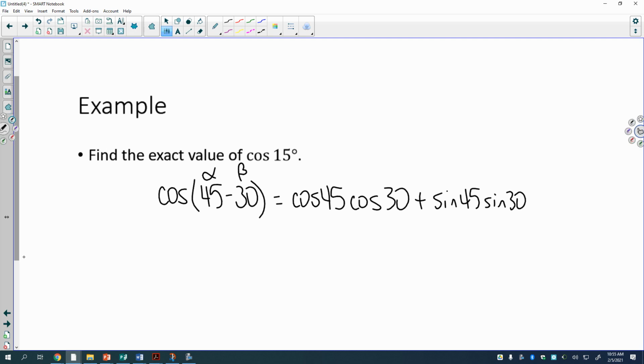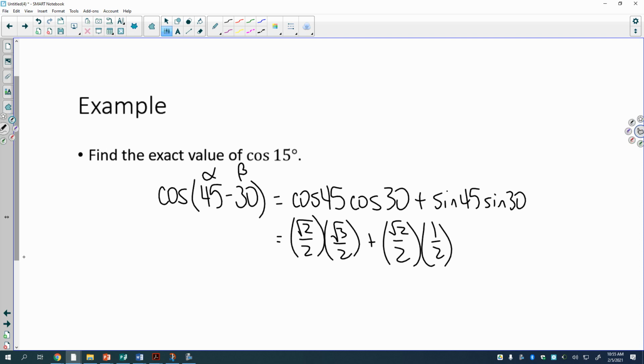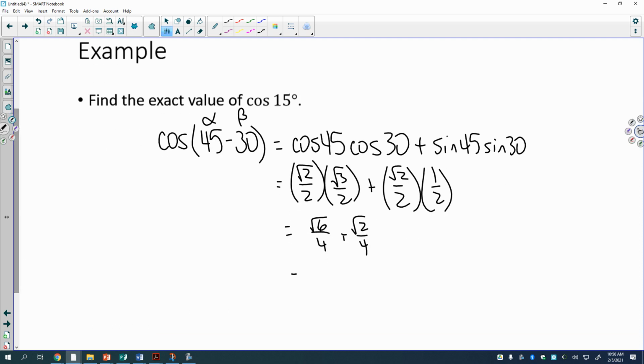This is another reason I've been doing those quizzes over and over again, is to get this so that you don't have to think about it. You can kind of just work through and say, I know that's root 2 over 2. I know this is root 3 over 2. And a root 2 over 2. And 1/2. And then this becomes root 6 over 4 plus root 2 over 4. And I would just write that as one fraction. So we get root 6 plus root 2 all over 4.